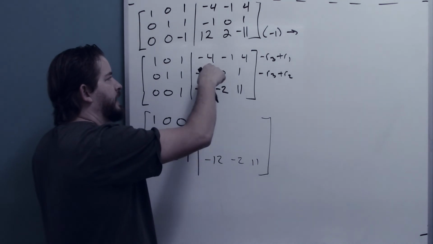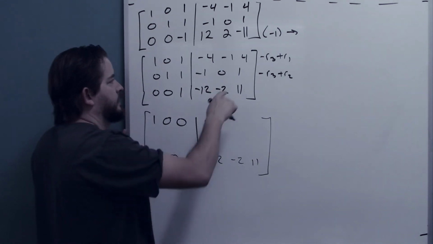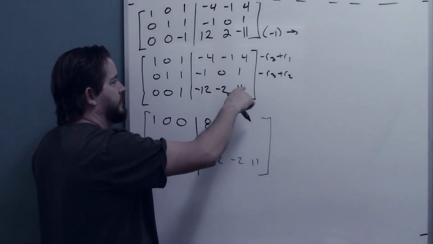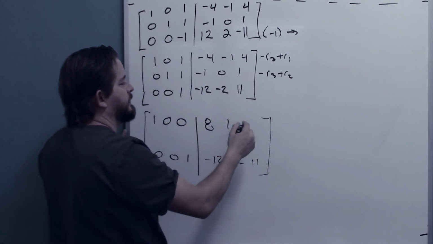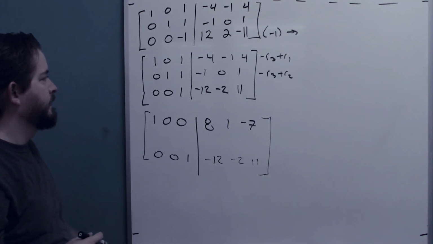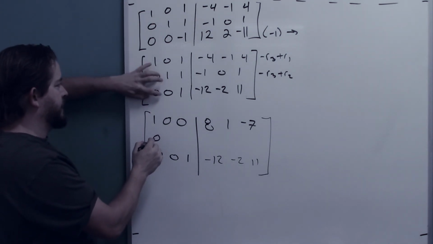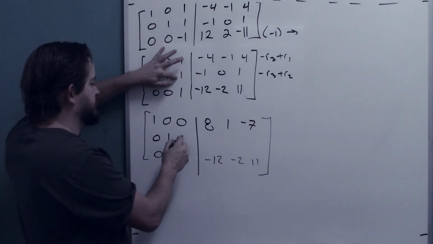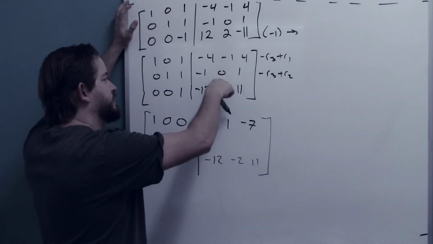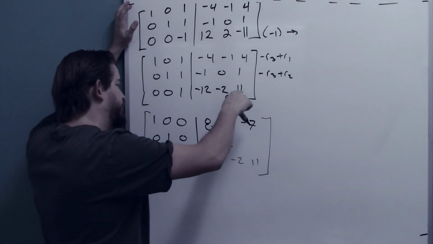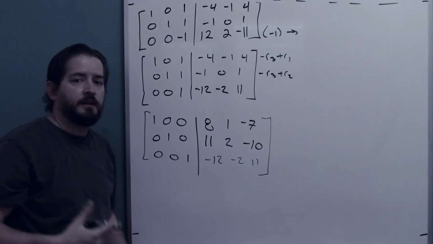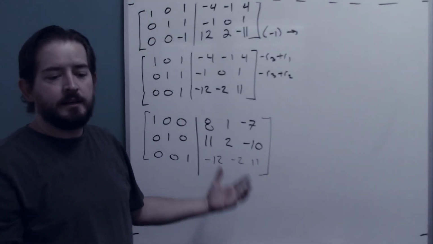Positive 12 and negative 4 is 8. 2 and negative 1 is 1. Negative 11 and 4 is negative 7. Negative 0 and 0 is 0, negative 0 and 1 is 1, negative 1 and 1 is 0. Positive 12 and negative 1 is 11. Positive 2 and 0 is 2, and then negative 11 and positive 1 is negative 10. Holy crap, we're done. It'll be amazing if I didn't make a mistake.